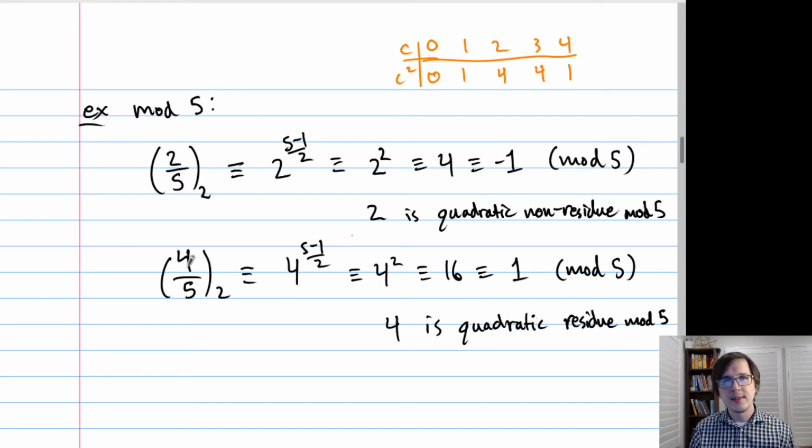And 4, well, it's obviously a square, so this should be 1. But nevertheless, we calculate 4 squared, which is 16, which is 15 plus 1, which is 1 mod 5. So 4 is, according to Euler's criterion at least, a quadratic residue mod 5. And it's in the list.